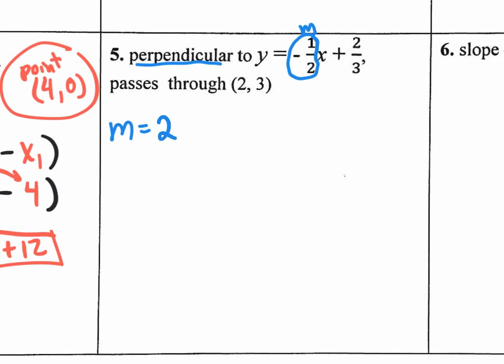So what else do they give us? Point. Give us a point. All right, so we know the point, x1, y1. So since we know a point and we know the slope, we might as well write it in point-slope form. Y minus y1 equals m parentheses x minus x1.